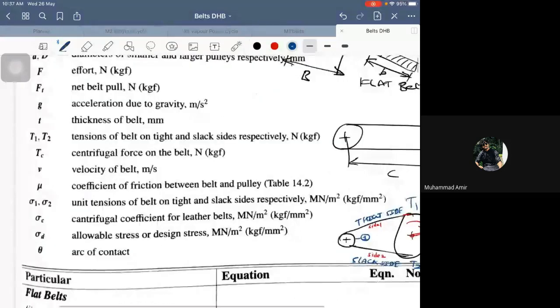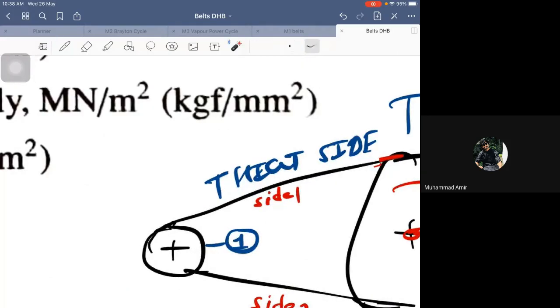The velocity of the belt is pi D N by 60, which you have used in gears. That is the linear velocity of the belt. Mu is the coefficient of friction between the belt and the pulley. So there would be some friction arrangement, isn't it? That friction is known as mu, the coefficient of friction.